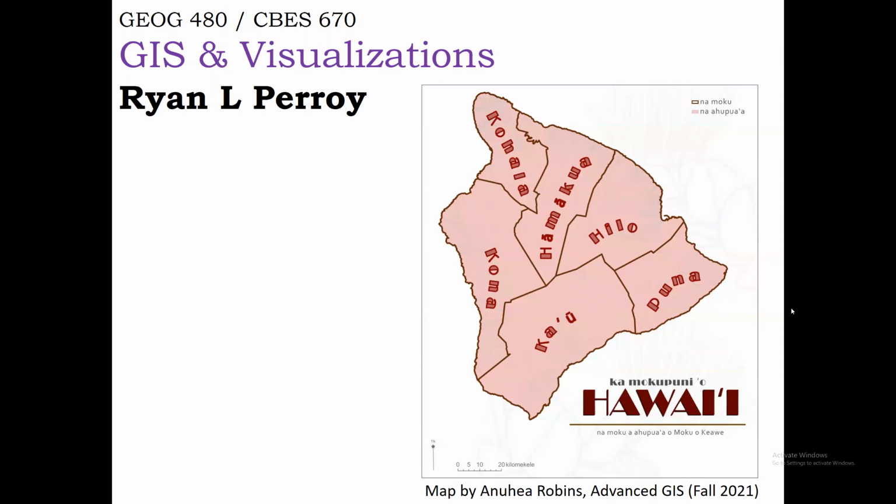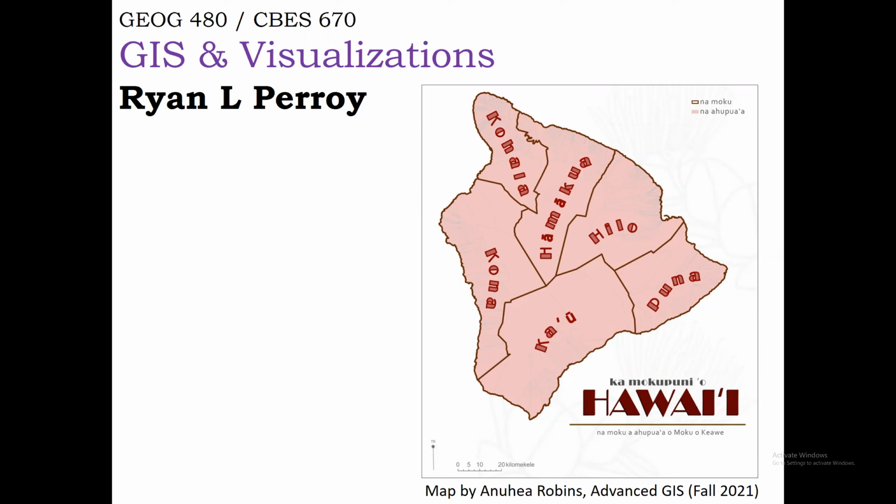Okay, fantastic. So again, welcome back to Geography 480, CBS 670. We've been spending a bit of time this week talking about cartographic design principles and maps and such.